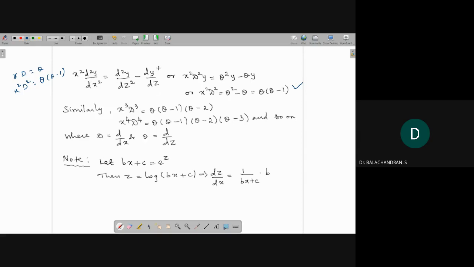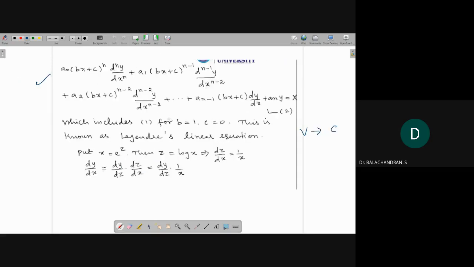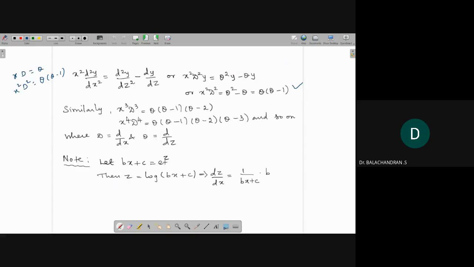Now the same procedure we can use for the Legendre linear equation. Here the substitution is, instead of bx plus c, we take e power z. So bx plus c equals e power z, so z equals log of bx plus c. So dz by dx is equal to 1 by bx plus c into b.